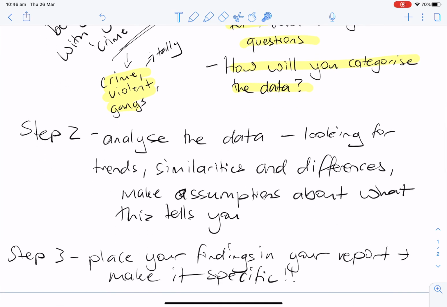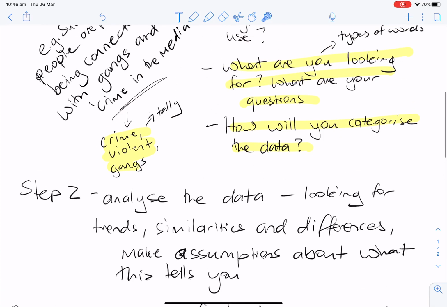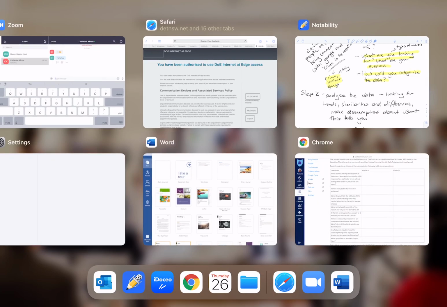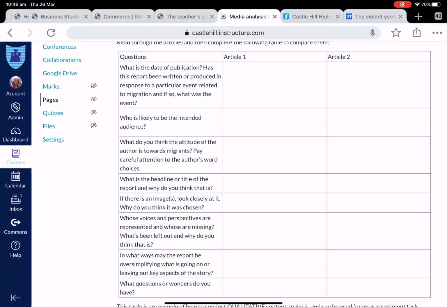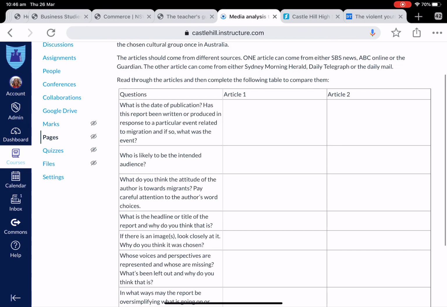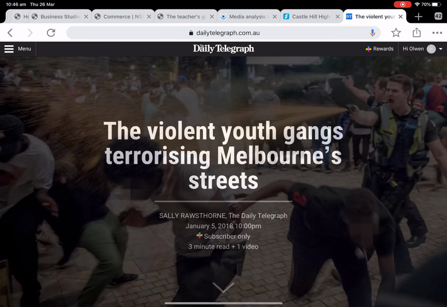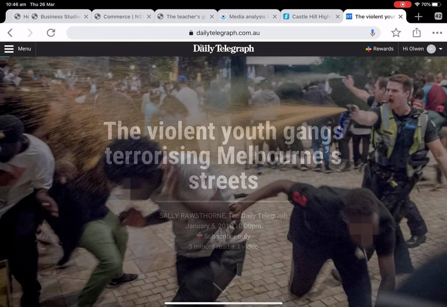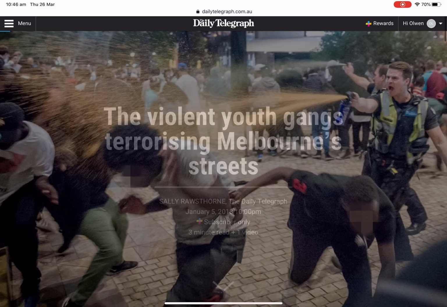Your next step is to then analyze the data. Once you have collected it, I'm going to quickly go over an example of how to do this with qualitative, so how to use this table whilst looking at an article. If you were to look at this article, the first thing is that heading you're seeing there: violent youth gangs terrorising Melbourne streets. And then if you look at the image projected behind it, at the forefront are African people of African identity.